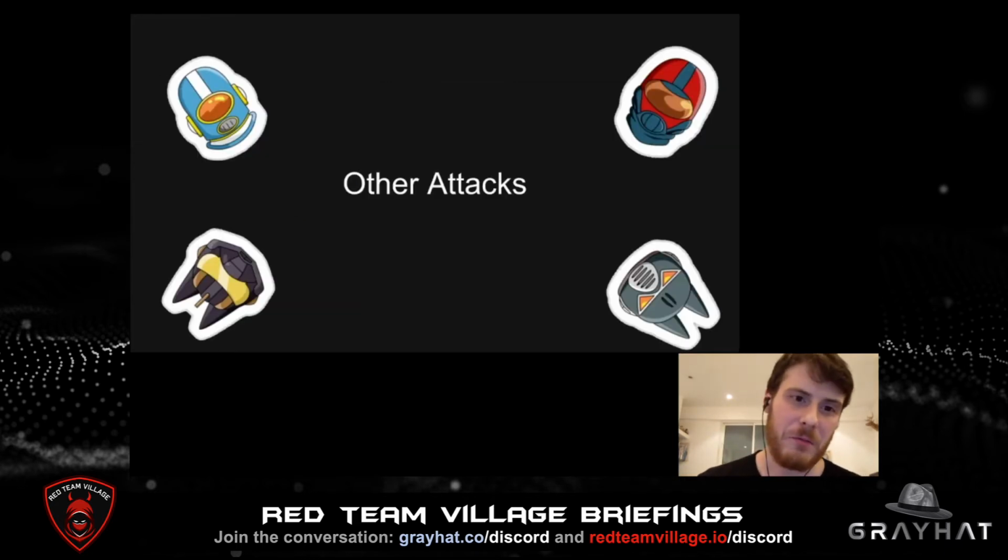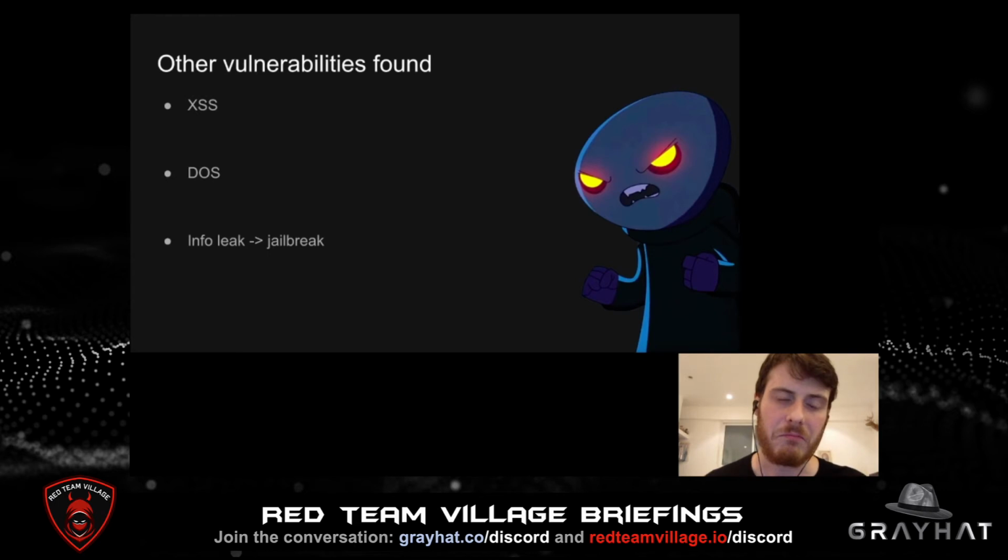Okay, so that was the first attack scenario. Before I continue to the second one, I would like to go over some other vulnerabilities I found. I managed to find cross-site scripting, denial of service, and information leakage that might lead to another jailbreak. All of them were found either in the web server or in EMFD.